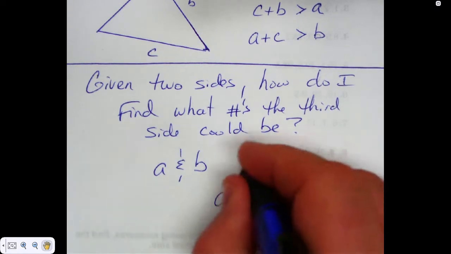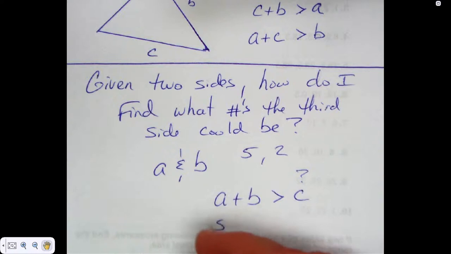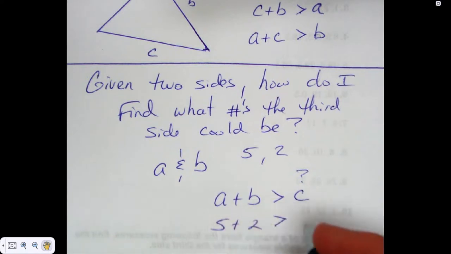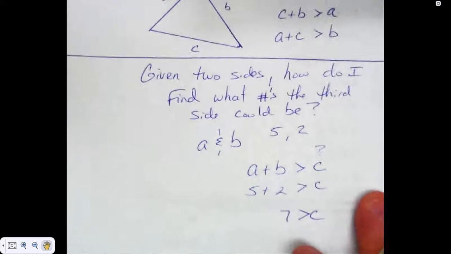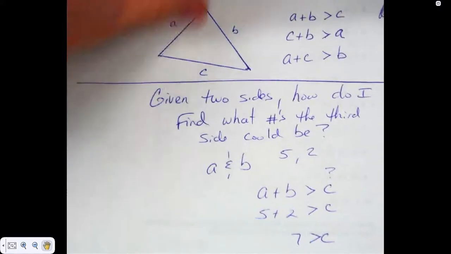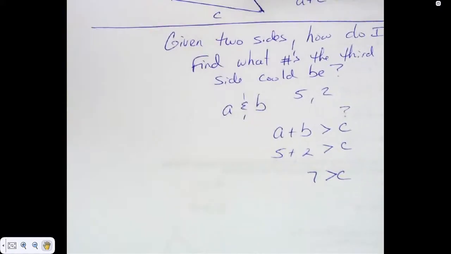Let's say I gave 5 and 2. 5 plus 2, so C would have to be less than what? 7? Would everyone agree? Just watch. Would you guys agree that C would have to be less than 7? Because I can't add 5 and 2 up, and the third side can't be bigger than what they are added together, correct? Isn't that what we just learned?